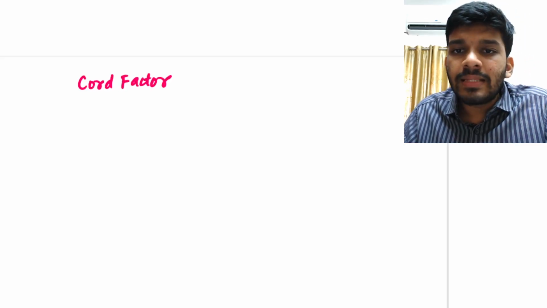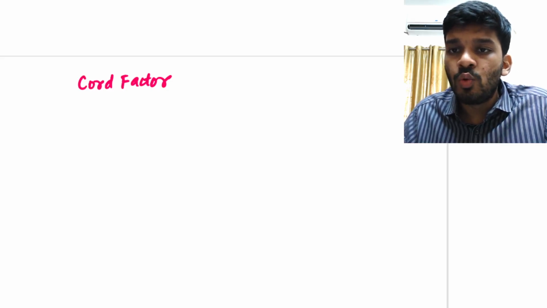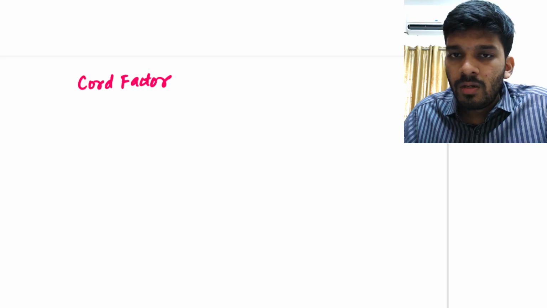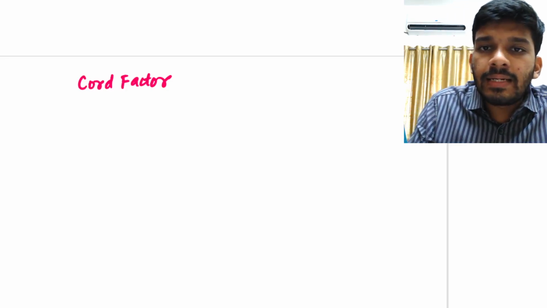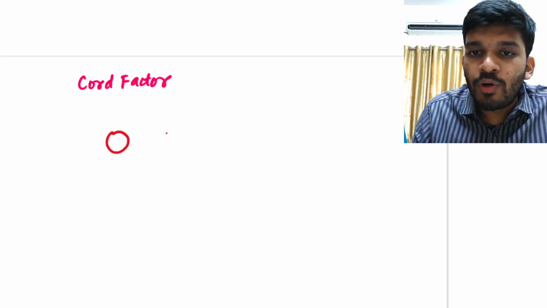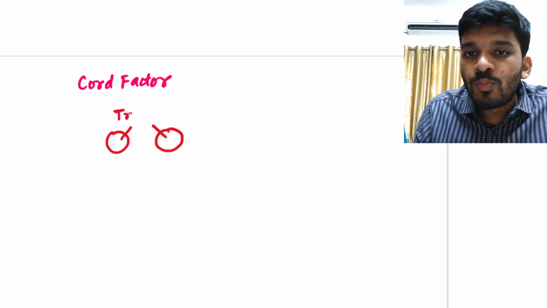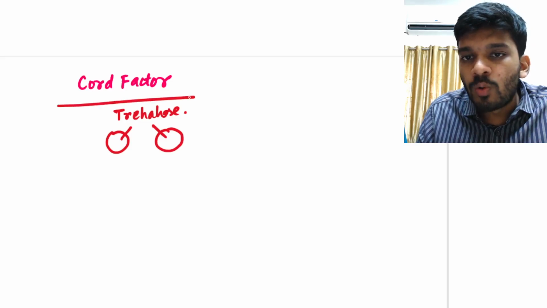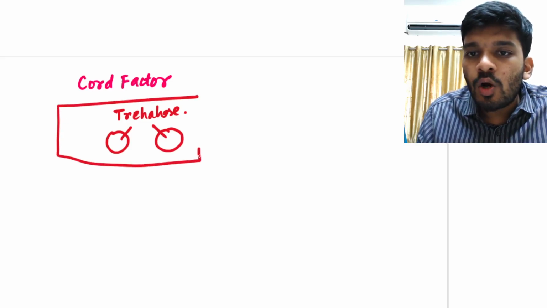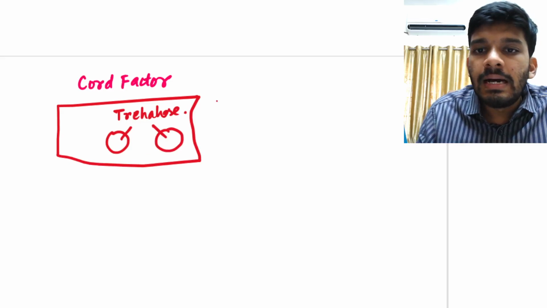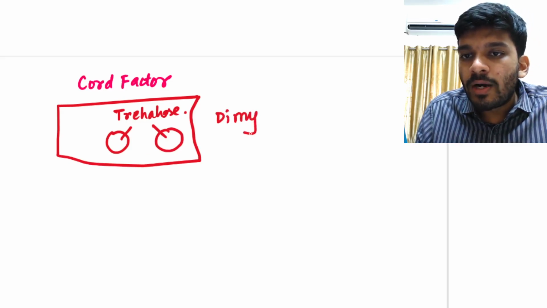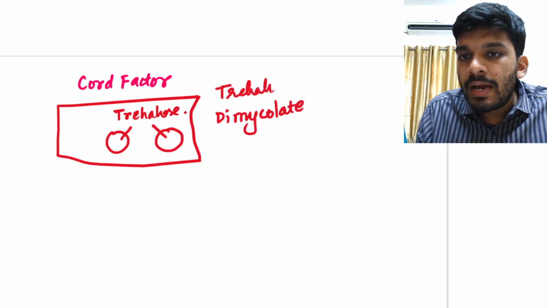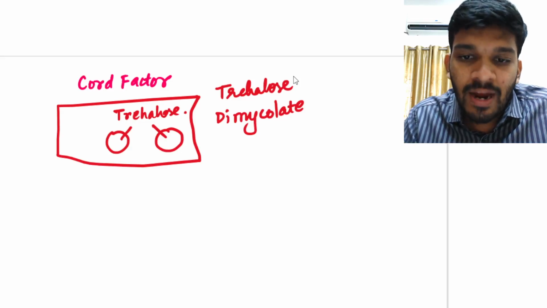So cord factor is nothing but a mycolic acid esterified to a trehalose. So what we are talking about here is that if you have two mycolic acids and they are esterified to a trehalose molecule, a trehalose sugar, this is what is present on the outer surface, and this is what is called the cord factor. So what you can call this is a dimycolate molecule esterified to the sugar. So a trehalose dimycolate molecule is the cord factor.